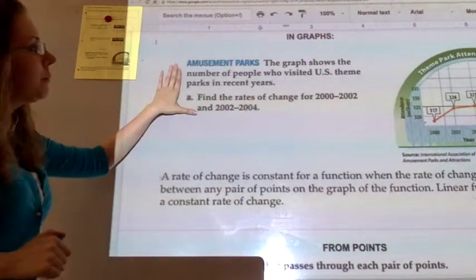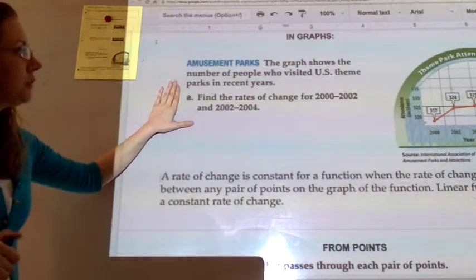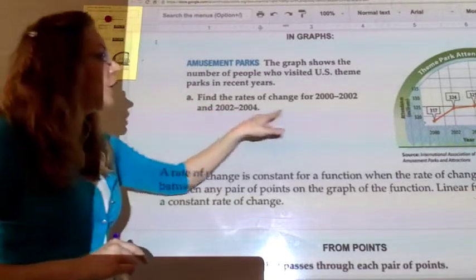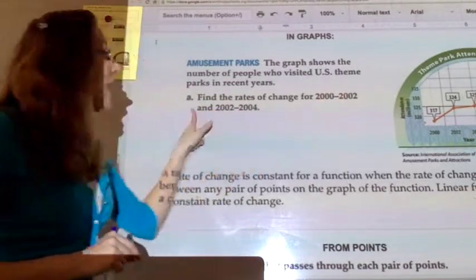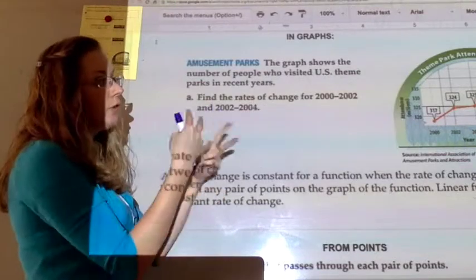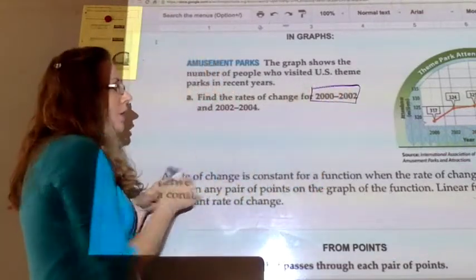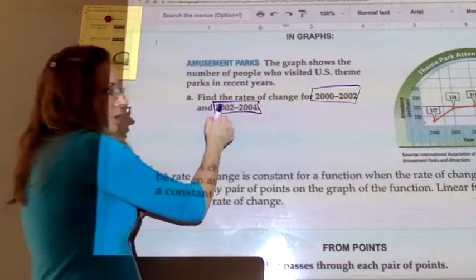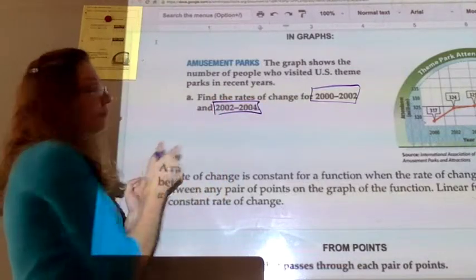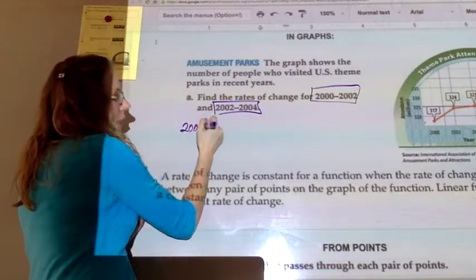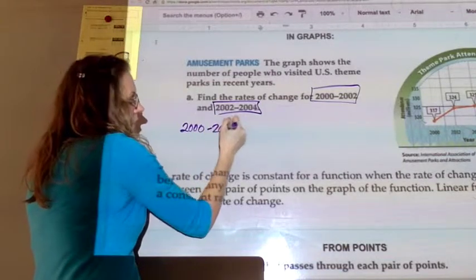This graph shows the number of people who visited U.S. theme parks in recent years. Find the rate of change for this to this and for this to this. So this is 2 different rates of change. One is from 2000 to 2002, and one of them is from this date range, 2002 to 2004. So let's start by doing 2000 to 2002.